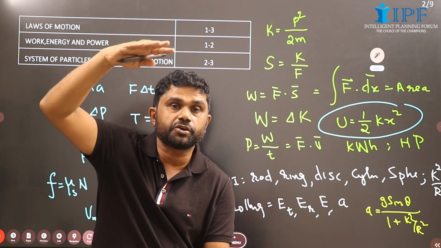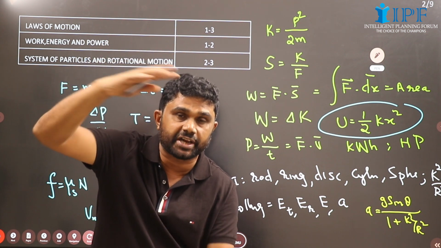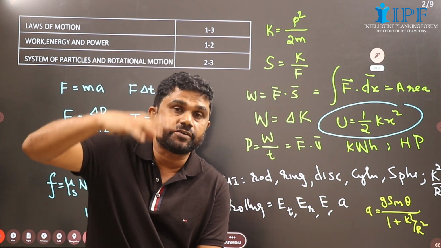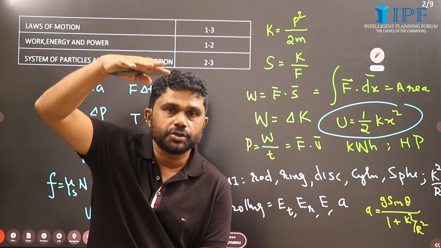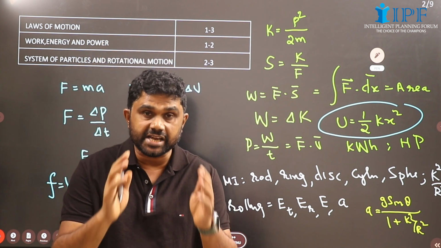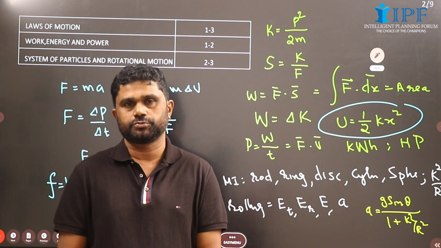So the moment of inertia of a hollow cylinder is exactly the same as the moment of inertia of a ring. That is mr square. If you put a large number of discs one over the other, what will you get? You will get a solid cylinder. The moment of inertia of a solid cylinder is exactly the same as the moment of inertia of a disc. That is mr square by 2.